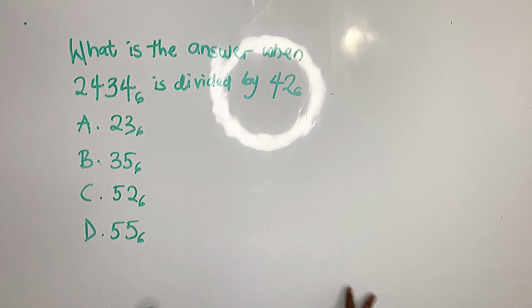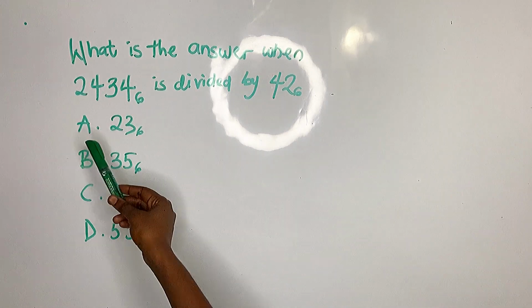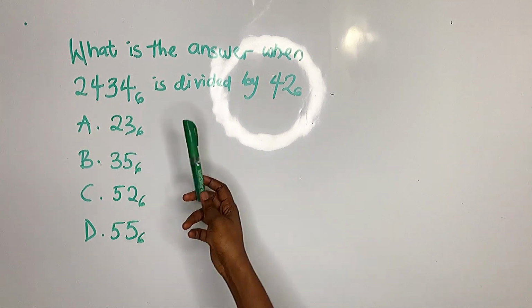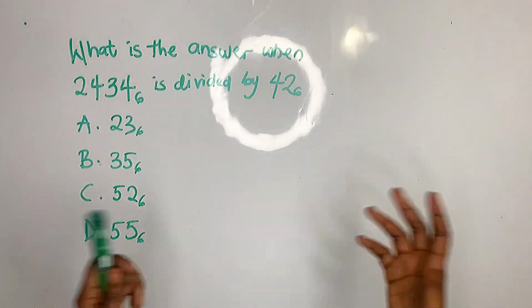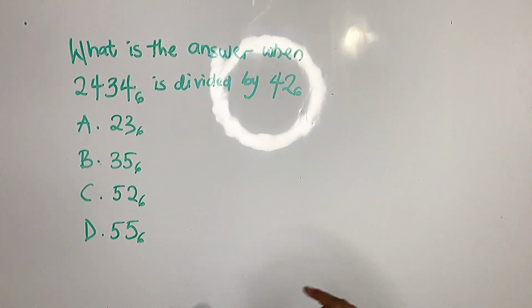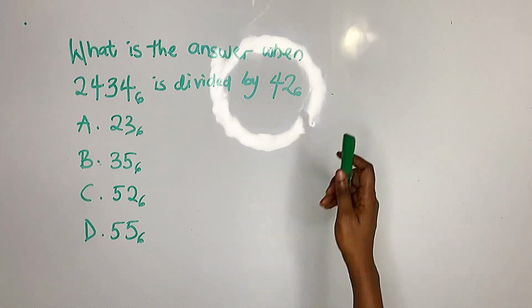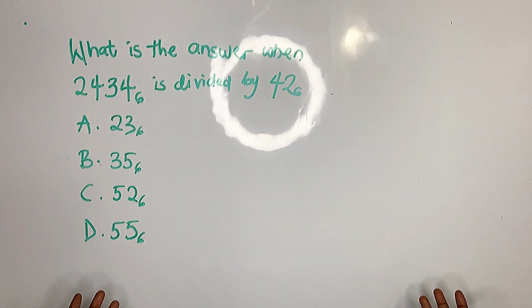Our next question says, what is the answer when 2434 base 6 is divided by 42 base 6? So we have our numbers in base 6. The first thing, of course, is to convert these numbers from base 6 to base 10, then do our normal division and convert our answer back to base 6 to find the final answer. So let's do that.